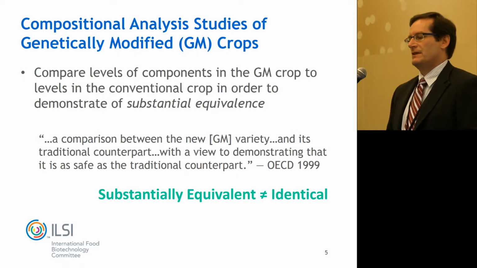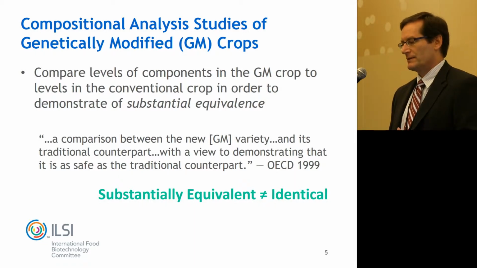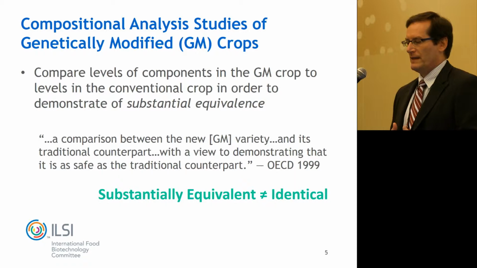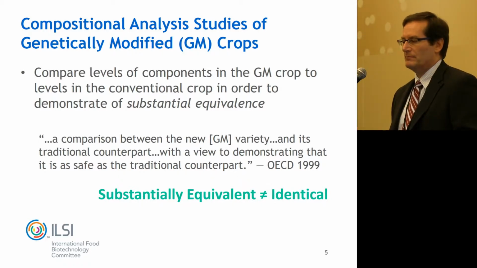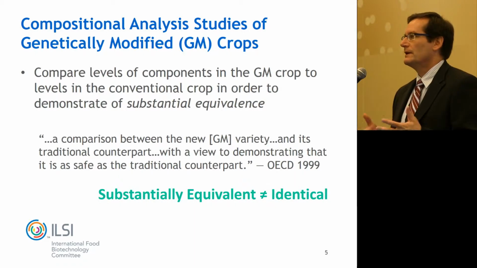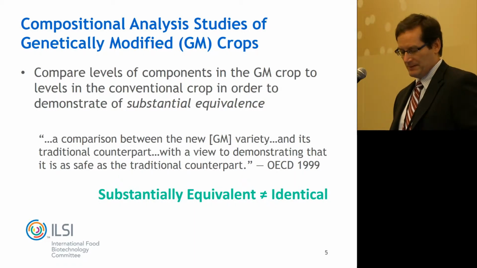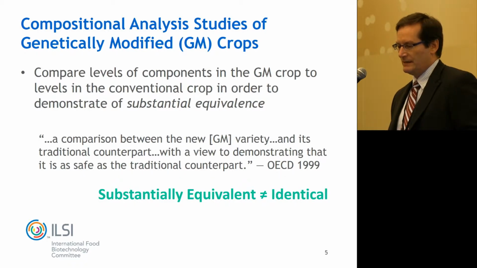So in compositional analysis studies, we can compare levels of components in the GM crop to conventional levels in the conventional crop with the idea to demonstrate substantial equivalence. And it's important to remember that substantial equivalence does not mean that they're identical. It just means that you could replace one with the other, variety 1 with variety 2, soybean or corn or whatever it happens to be, and you really would not notice any difference in the dietary intake.